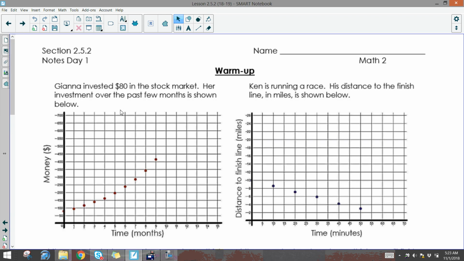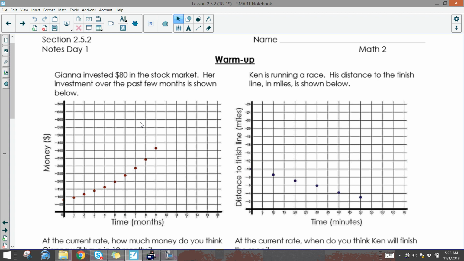So with that being said, I'm going to talk about the warm-up first. This is just to get us in the frame of mind for line of best fit. It's two from last year, linear and exponential. So the first one says Gianna invested $80 in the stock market. Her investment over the past few months is shown. So those are just a few data points. If you notice, it says that she invested $80 in the stock market right here. And then we're actually starting at $80. That point is kind of hard to see, but there is a coordinate right here. And then there are data points throughout.